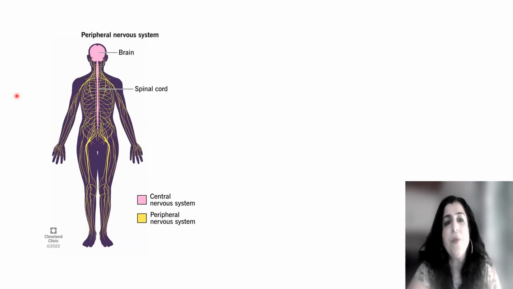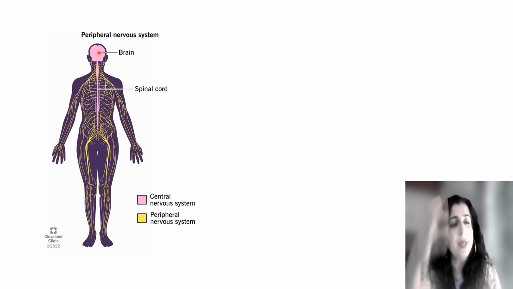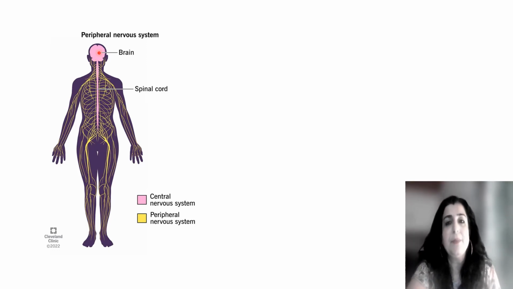So this is an overview of our nervous system. Now, this is called the central nervous system. The nervous system is divided into two parts, the brain and the spinal cord. The color pink here indicates what we call the central nervous system, because it is in the brain. Basically, it is the brain.